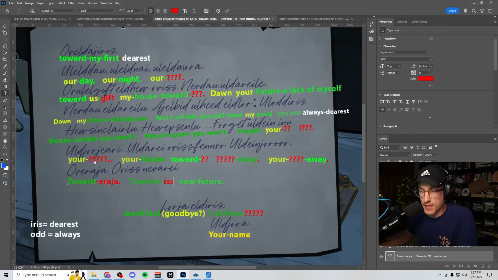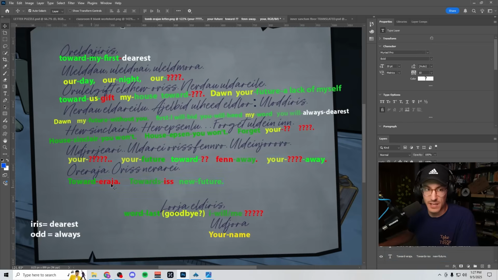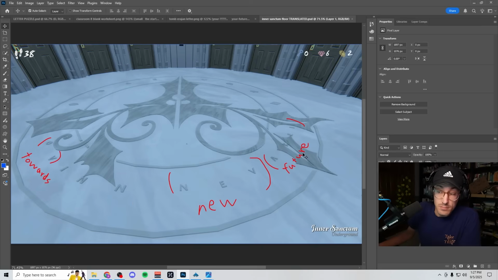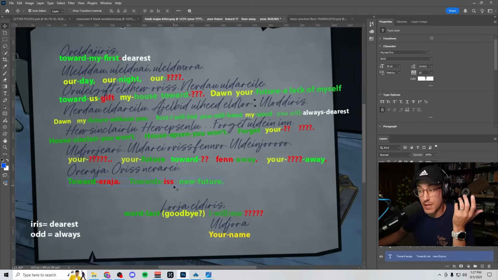I think at this point, in some places we can say the, like, so Finn is also the name of a nation, though, right? Like Finn Ares. Finn away towards Iraja. That's got to mean something. Towards Is, which I think might be a direction. I think it could mean south. I think it probably means south. Towards the north and a new future. I don't know why that would say that on the inner sanctum. Towards the south and a new future.